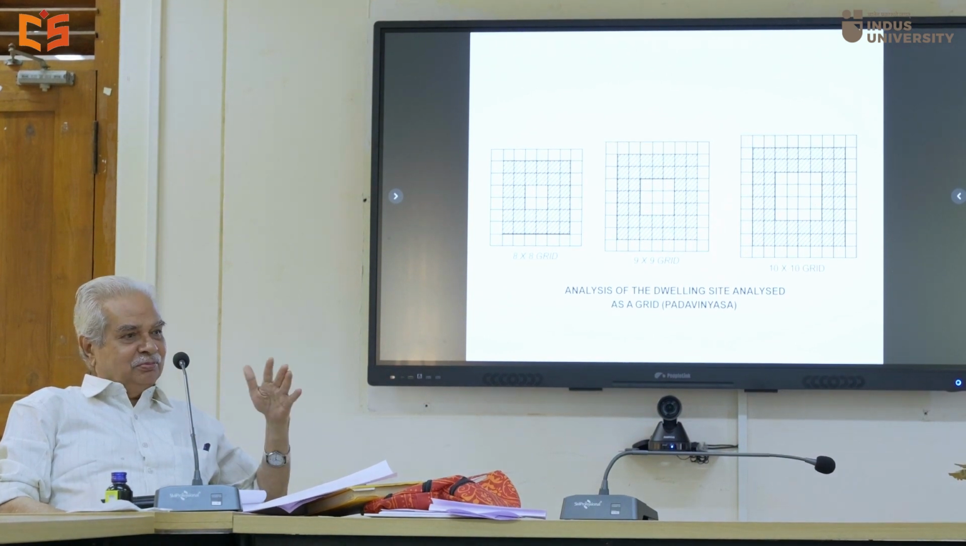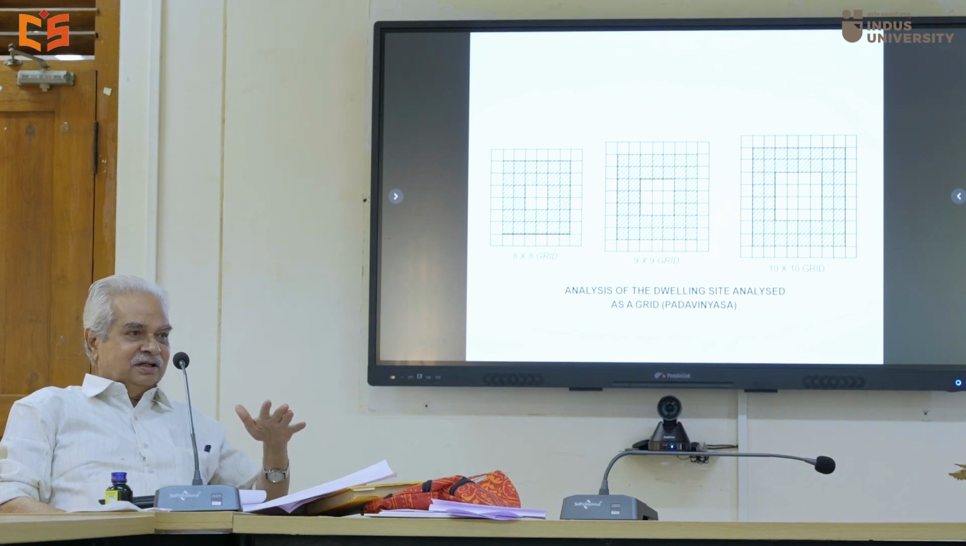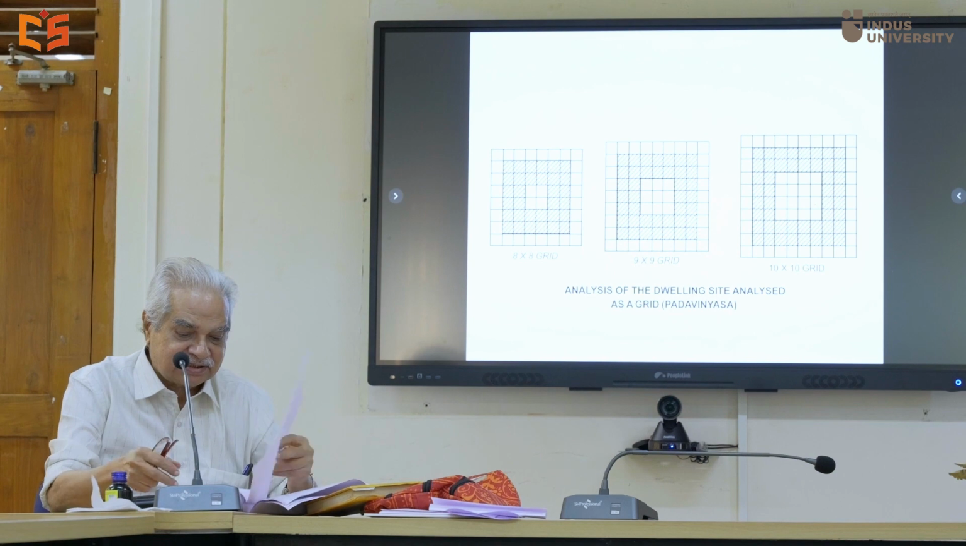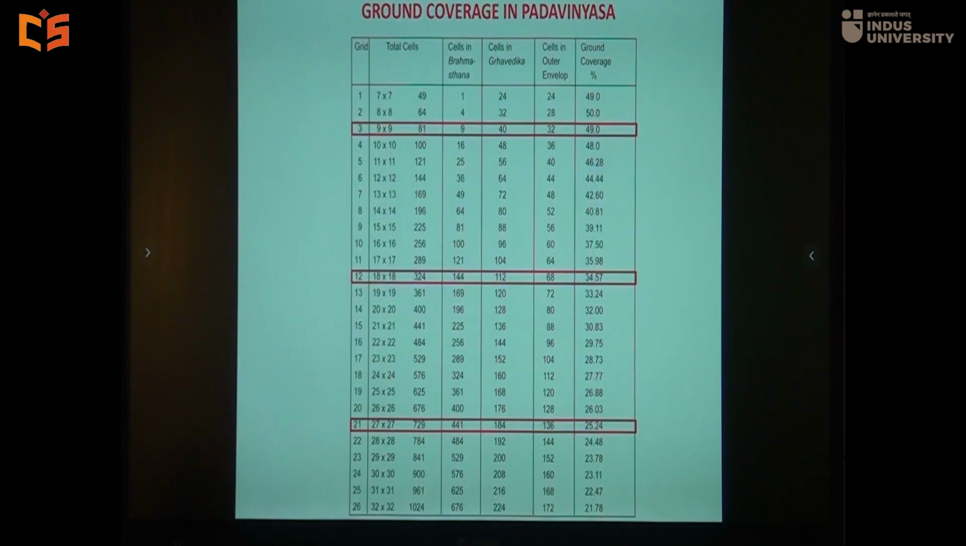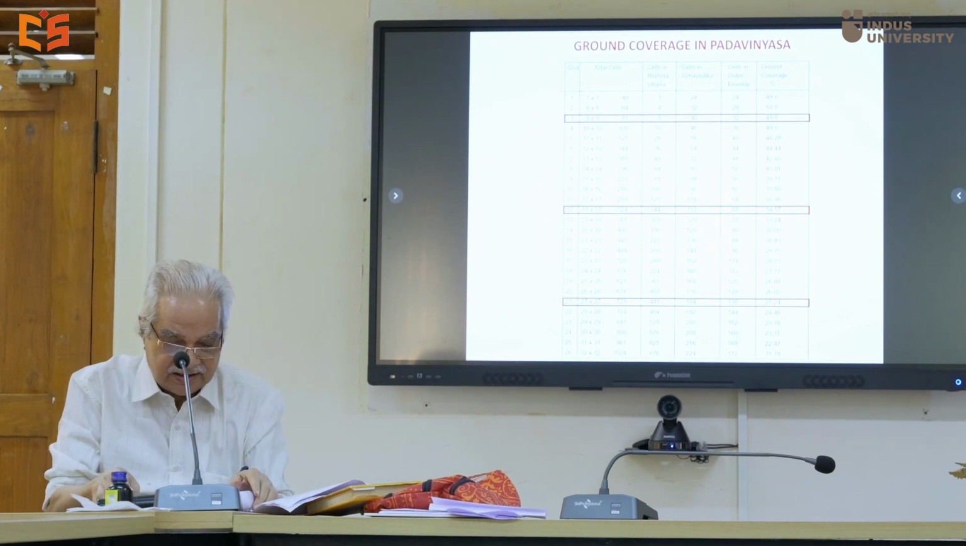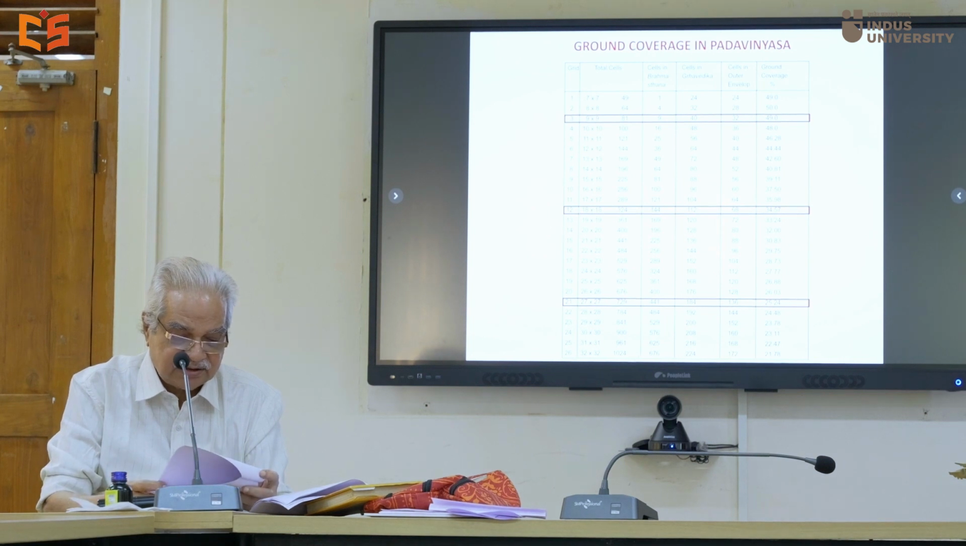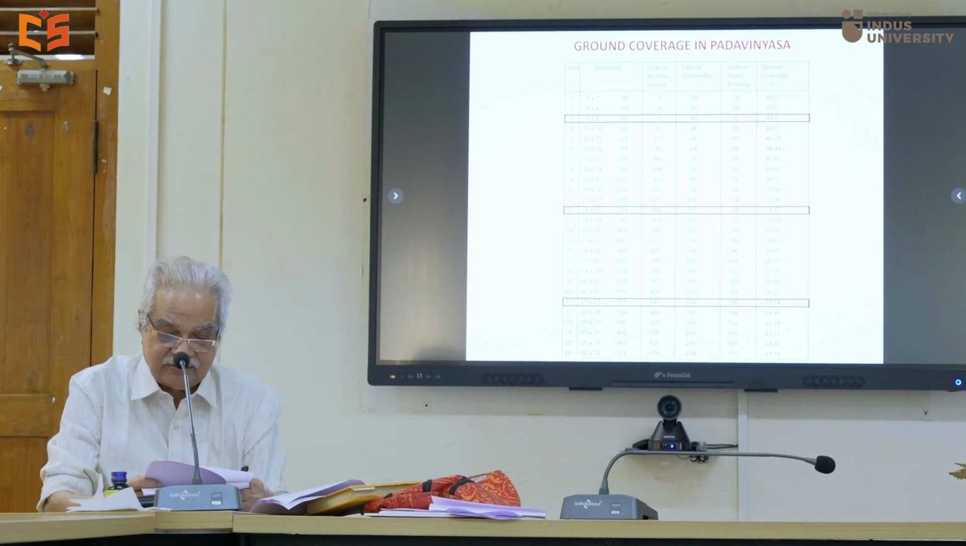7 by 7, it will be less. 9 by 9, it is still less. It goes on, and the table, next diagram, the ground coverage in Padavinyasa. There it shows, starting from 7 by 7, our reference point is 8 by 8. Against 8 by 8, you can see the total cell is 64. Cells in the Graha Vedika is 32, and the ground coverage is 50%.